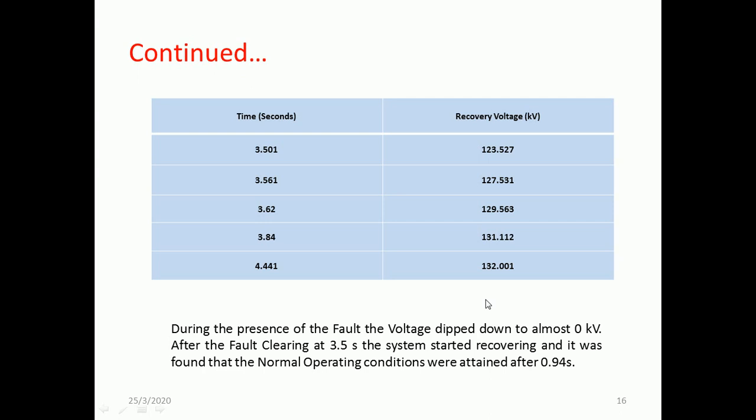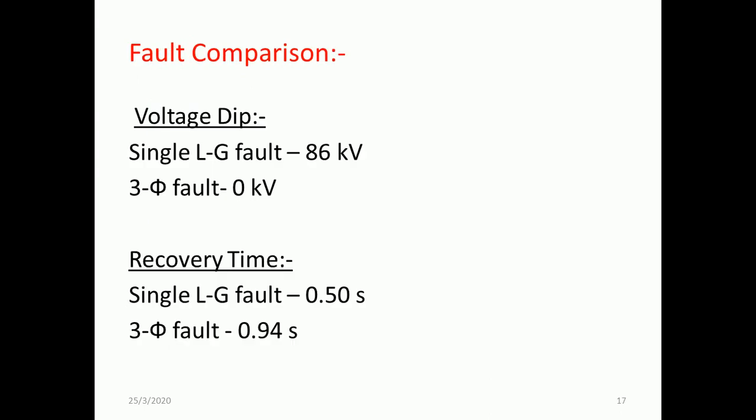So during the presence of the fault, the voltage dipped down to almost 0 kilovolt. After the fault clearing at 3.5 seconds, the system started recovering, and it was found that the normal operating conditions were attained after 0.94 seconds. So this is the comparison.